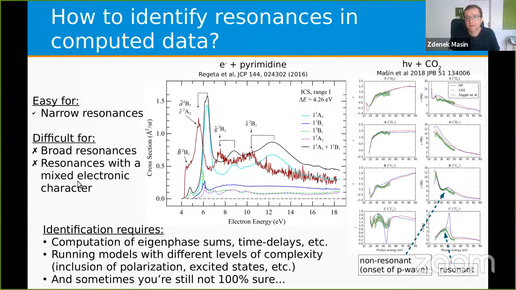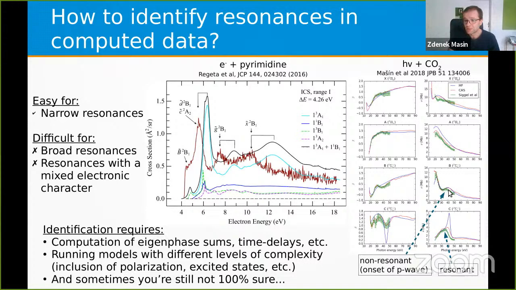Similar issues arise when you look at photoionization, which we did in CO2. And here are cross-sections and beta parameters for ionization into several lowest lying states of CO2. And some of these peaks that you see here are resonant, such as this really large broad peak in the cross-section for the C channel. That's the well-known mixed core excited shape resonance. However, for example, this bump in the B state cross-section is actually non-resonant. Even though it looks like it could be a resonance, it's actually an onset of B wave scattering.